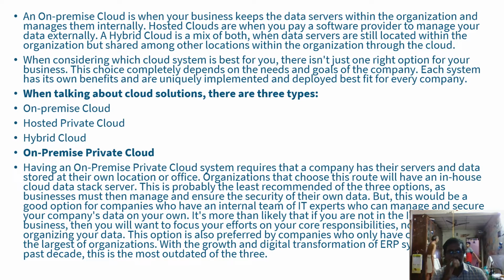On-premise private cloud is one where a company has their servers and data stored at their own location or office. The organization that chooses this route will have an in-house cloud data stack server, a cloud environment or server room that is maintained, with a dedicated server maintenance team or admin located there. They will do the service maintenance, whatever it may be, taking backup of data, everything.